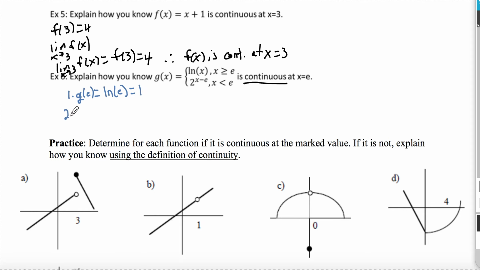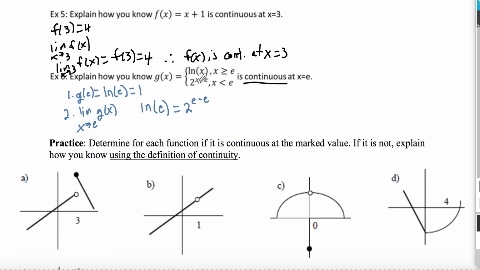Let's check the second part. We need to make sure that the limit as x approaches e of g of x exists. Now this is a little funky. e, notice here, is our breaking point. So if the limit's going to exist, the left-hand branch and the right-hand branch actually have to be equal to each other. So let's check that. If this overall limit's going to exist, that means the natural log of e has to be equal to 2 e minus, to the e minus e.